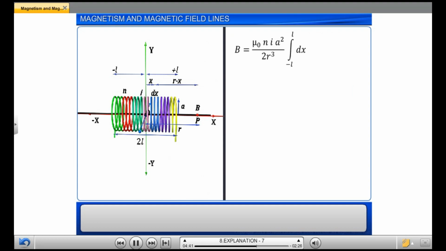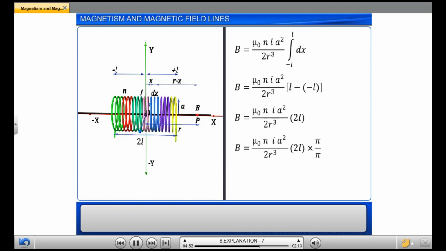On integrating and substituting the limits, we get the magnetic induction B equal to mu naught n I a square by 2 r cube into 2L. By multiplying the numerator and denominator of the expression with pi and rearranging the terms, we get the magnetic induction B equal to mu naught by 2 pi into n I 2L pi a square by r cube.